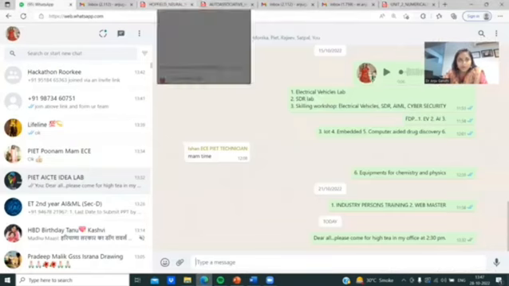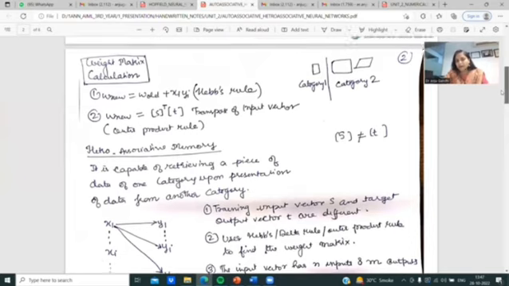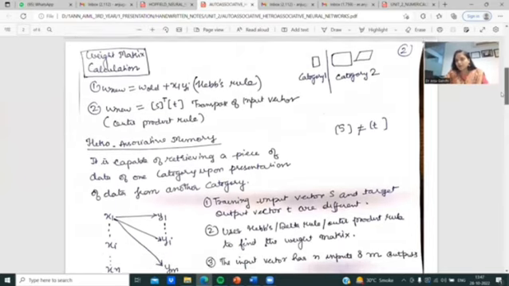Now, let us discuss what we have in a hetero-associative memory. Let me discuss the definition and the structure of the hetero-associative memory.